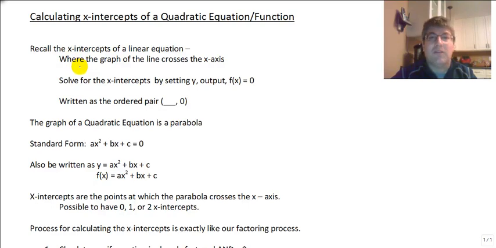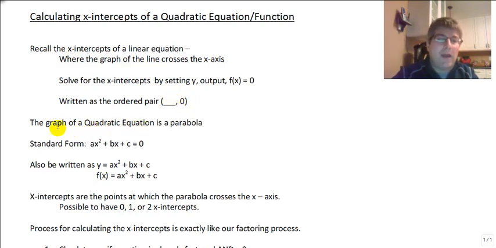Well, the x-intercept of a line or a linear equation is where the graph of the line crosses the x-axis. And we would solve for the x-intercept by setting y, or our output, or f of x, whatever the case may be, they're all the same, equal to 0. So regardless if it's y or f of x, that will be written as the ordered pair, some x-intercept, 0. So we set y equal to 0 and solve for x.